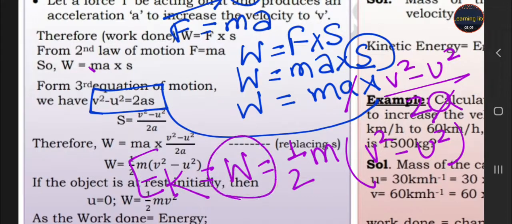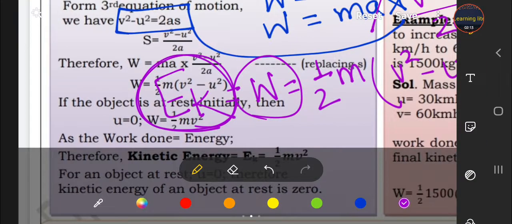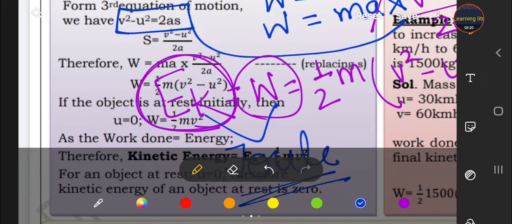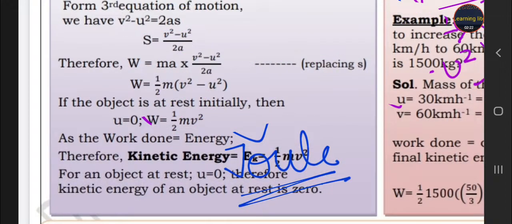It means the work done is equal to the kinetic energy. So both have the same units. What are the same units? That is joule. Okay, now let's do some examples and exercise.